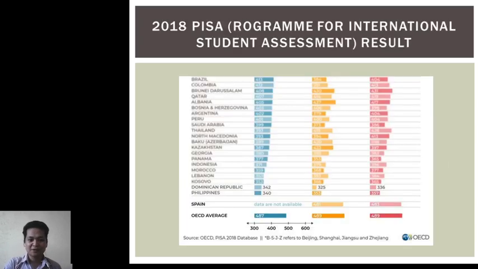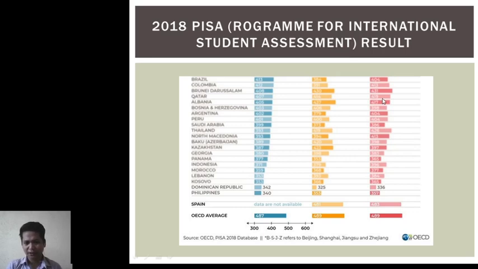Okay, so as I've mentioned a while ago, I'll be showing you there the stand of science education in the Philippines. So this figure is based on 2018 PISA result, or the Program for International Student Assessment results. So the color blue is reading comprehension, the yellow is math, and I'm colorblind.